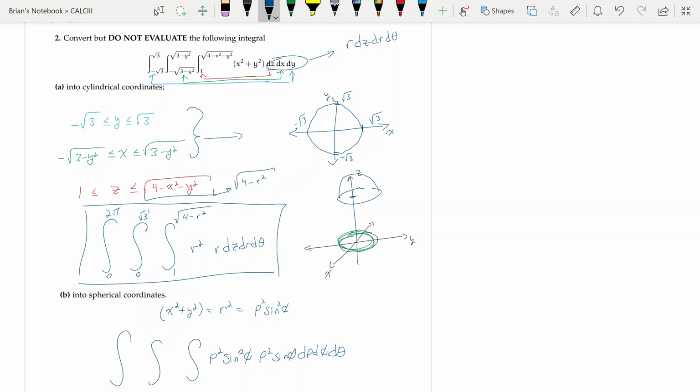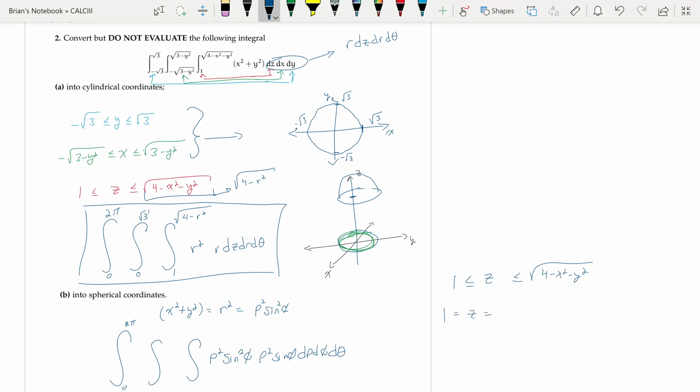Okay, a little tricky. Let's think about it. Theta, just like the last problem, nice and easy, 0 to 2 pi. Let's do rho next. So for rho, let's evaluate the lower bound first. Remember that 1 is less than or equal to z, which is less than or equal to the square root of 4 minus x squared minus y squared. So 1, remember, is equal to z.